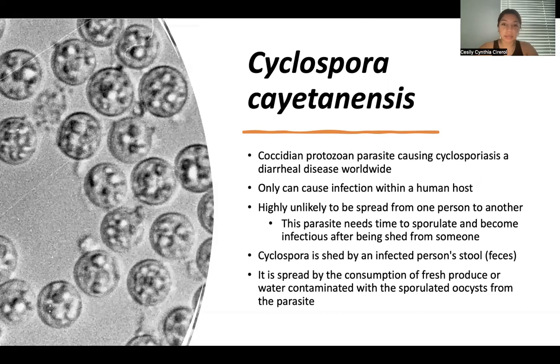And so it's shed from someone unsporulated, and then it sporulates in the environment. So that once someone ingests a sporulated oocyst, which is the form of Cyclospora cayetanensis, that's what causes infection. It's also shed in an infected person's stool, and it's known to be spread by the consumption of fresh produce or water that's been contaminated with these sporulated oocysts from the parasite.